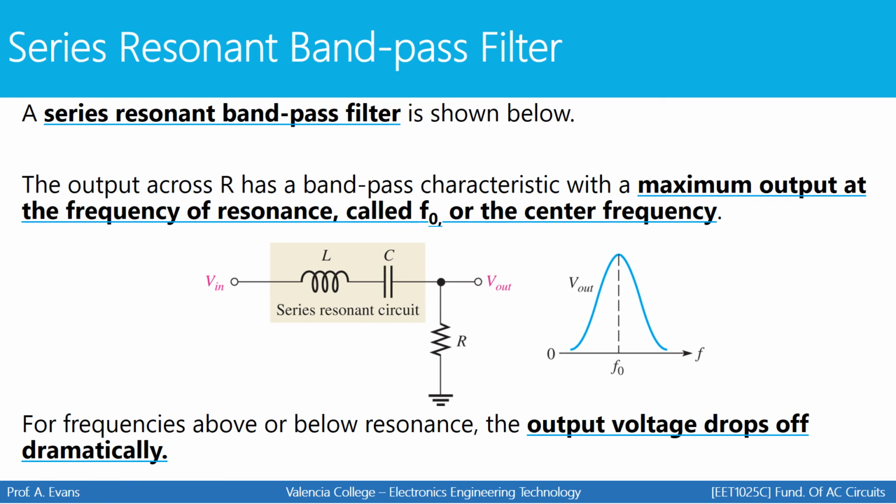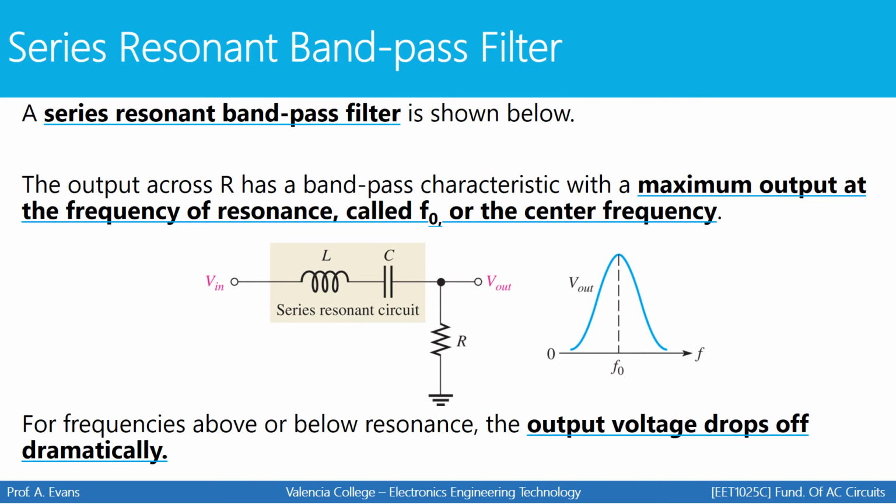So we're going to start with learning how to create a series resonant band pass filter. Notice we have an inductor in series with a capacitor. And then we have a resistor. We're going to measure the output voltage across the resistor. So this is a series circuit where we're measuring the voltage across the resistor. So the output across R has a bandpass characteristic with a maximum output at the resonant frequency.